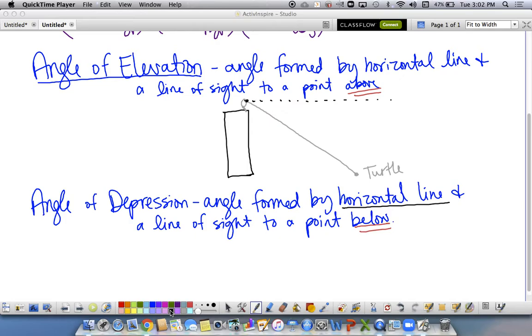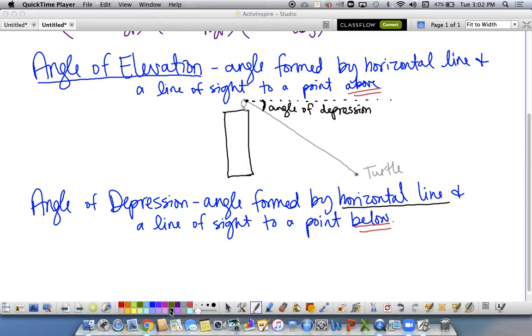And if we are looking down with our eyes at this turtle at a point below, our angle of depression is this angle up here. Okay, it's on the outside of the angle.